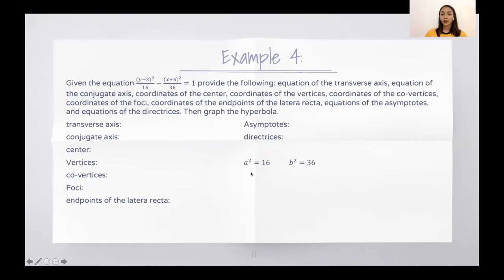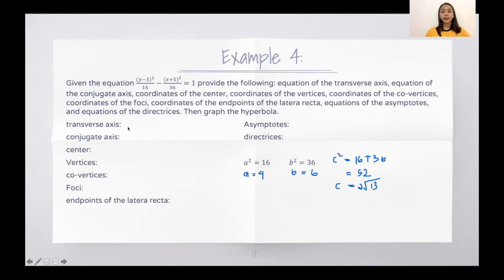So let us first compute the values of a, b, and c. For the value of a, we're just going to get the square root. The square root of 16 is 4. And b squared is equal to 36. The square root of 36 is 6. To find c squared, we're just going to add 16 plus 36. 16 plus 36 is 52. So c is just the square root of 52. The square root of 52 is 2 the square root of 13.